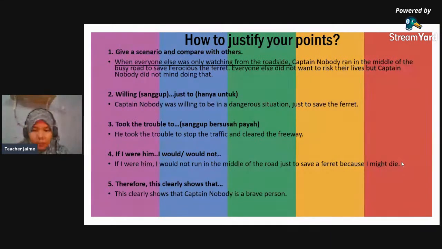If it is determined, it is the same. You can say, if I were him, I would not run in the middle of the road just to save a ferret because I might die. But Captain Nobody did that. This shows that he is a determined person and he is determined to take care of the ferret even though he risked his life. And the last phrase that you can use to justify your answer, the last sentence, is: therefore, this clearly shows that Captain Nobody is a brave person. After you have said all the facts and you have argued, this is your last line. This clearly shows that Captain Nobody is a brave person.